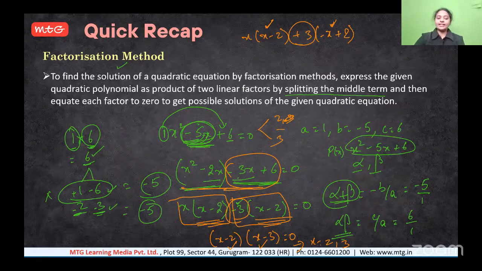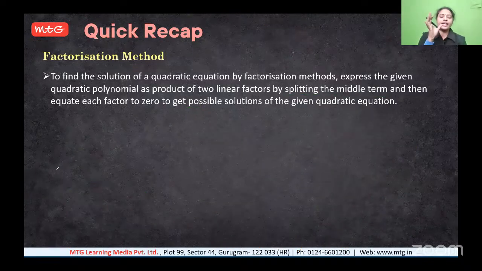So what is the thing that you need to keep in mind when using factorization method is you should always be able to visualize the obtained product as two factors. How are those two factors coming? Those two factors should be leading to a sum of the middle term. Okay.